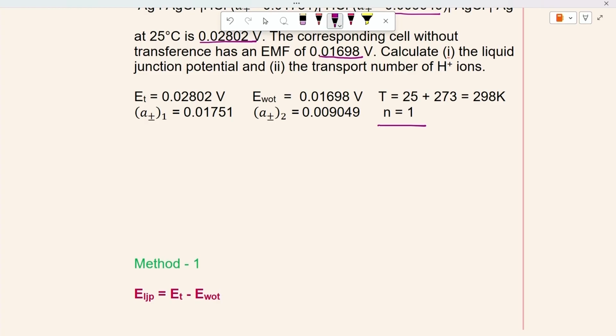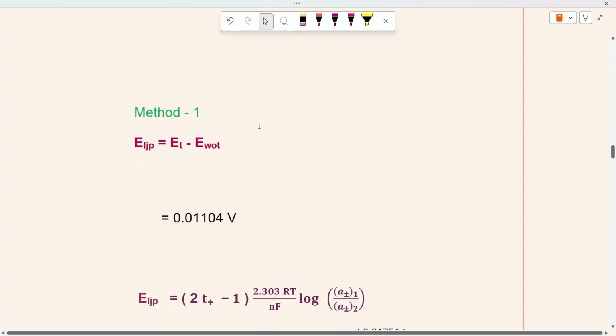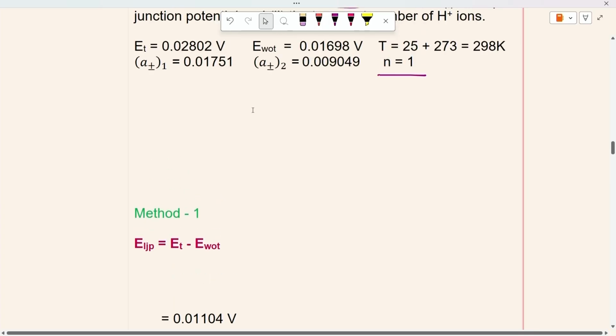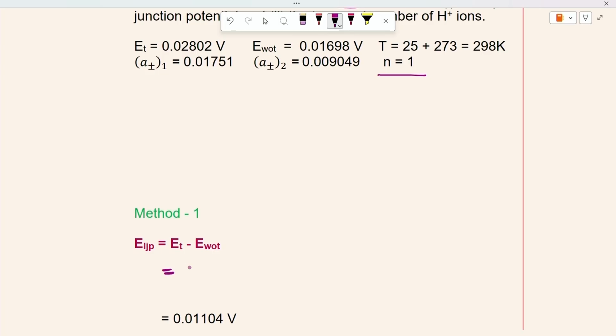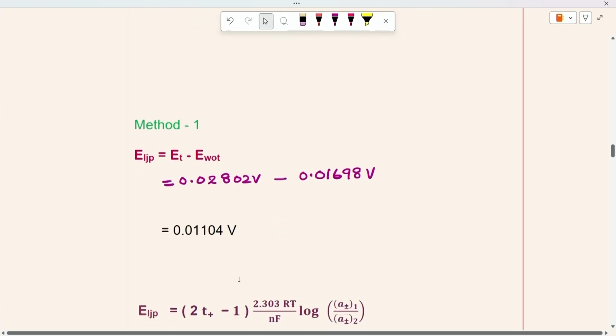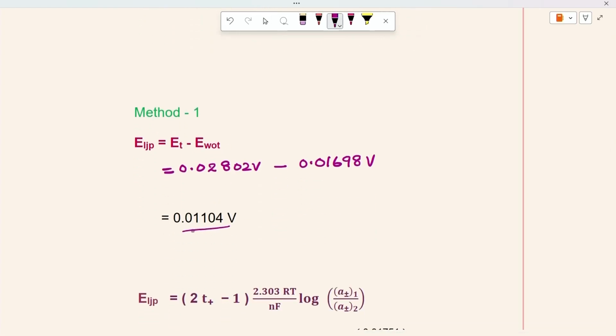There are two methods you can use to solve this. The liquid junction potential is just the difference between the values with transference and without transference. With transference it is 0.02802 volts, minus without transference, 0.01698 volts. You subtract these two and you get the value 0.01104 volts. This is the liquid junction potential.